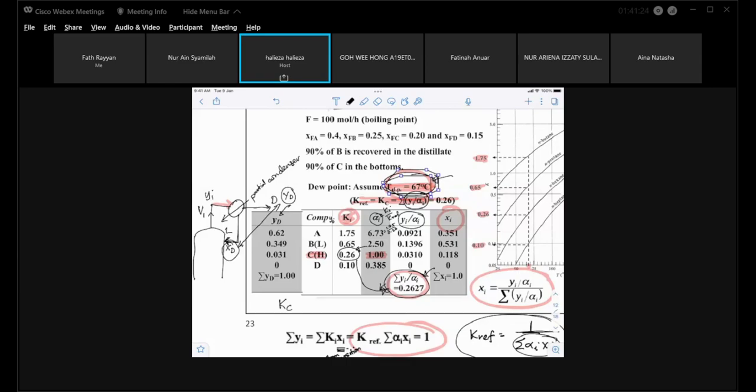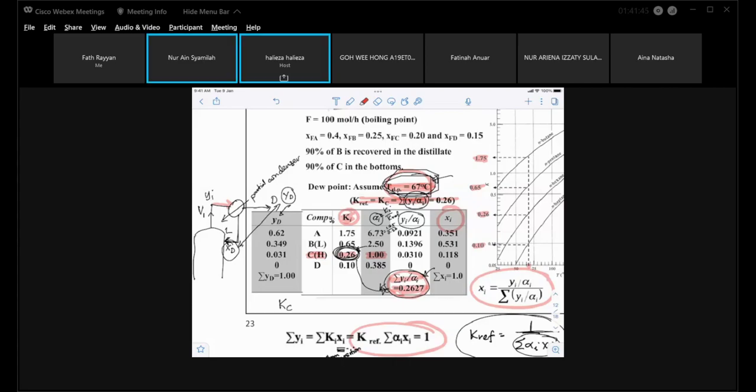So both of them are very close. That means you got the correct dew point when you assumed earlier.